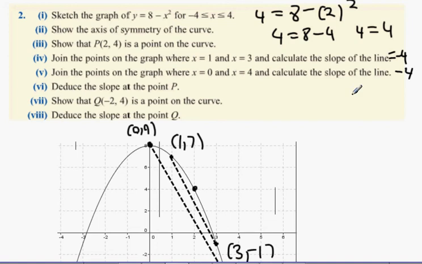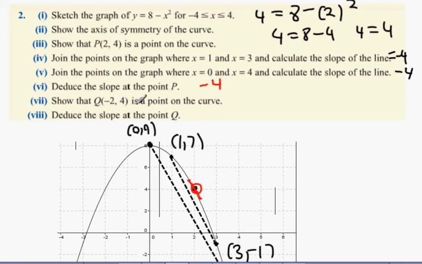Now, it says deduce the slope at P. So P is this one here. What happens when we make these gaps smaller and smaller? We're still going to get slopes of minus 4. And then eventually we're going to get so close that it still is minus 4.